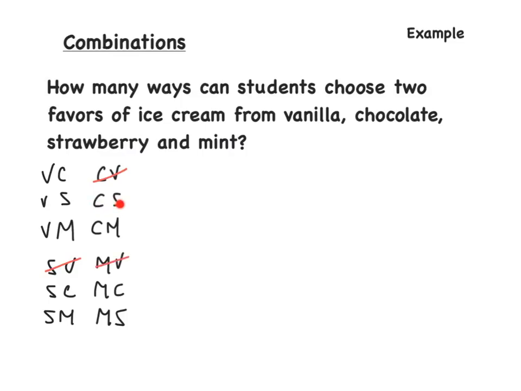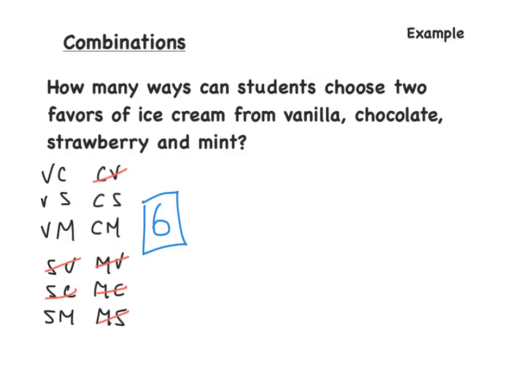We have chocolate strawberry, that's the same as strawberry chocolate. Chocolate mint is the same as mint chocolate. And if we have strawberry mint, that's the same as mint strawberry. Now we've crossed them out. How many do we have left? We have 1, 2, 3, 4, 5, 6. So there are 6 combinations.